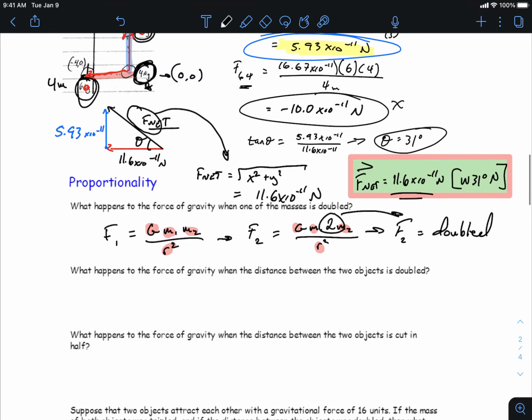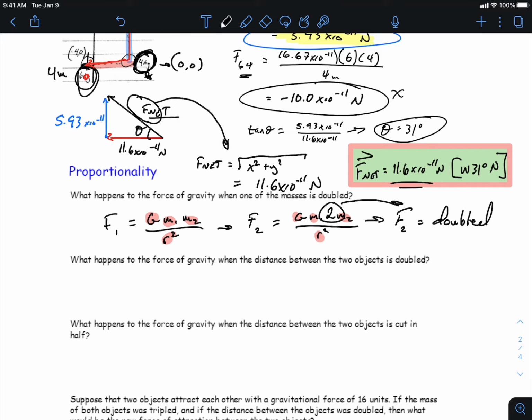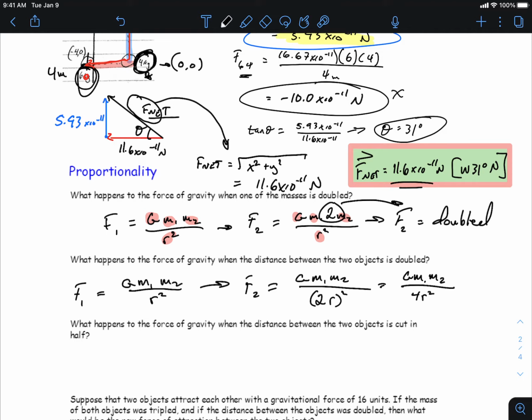But what happens to the force of gravity if the distance between the two objects is doubled? Well, that's a different scenario. Let's do it again. So we're going to have an initial force again, G m1 m2 over r squared. That's our original force. What happens when we double the radius? Well, we're going to see G m1 m2 over 2r squared, right? We're going to double the radius and then still square it. If I distribute that square in, I'm going to see G m1 m2 over 4r squared.